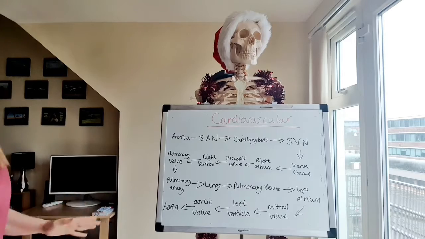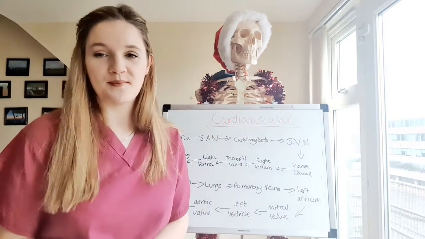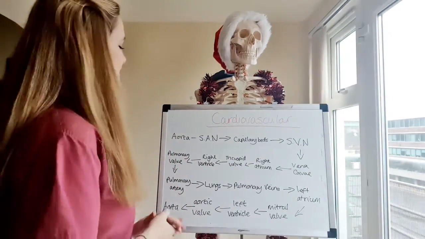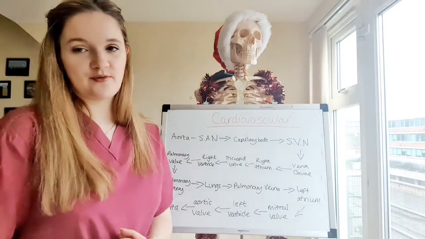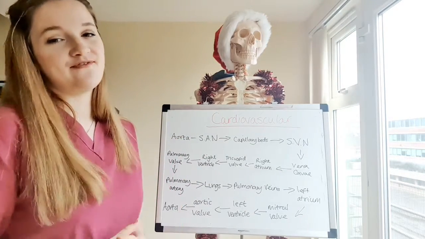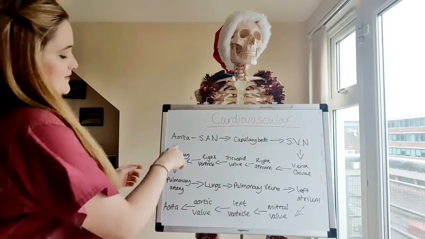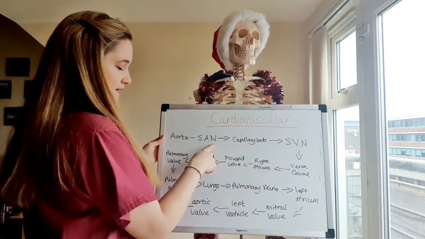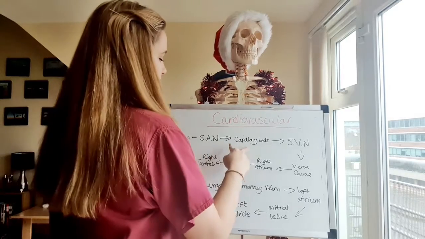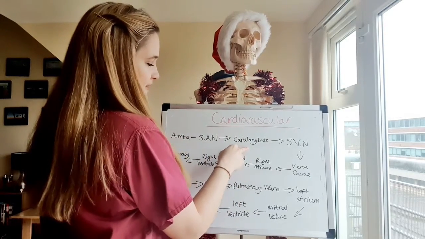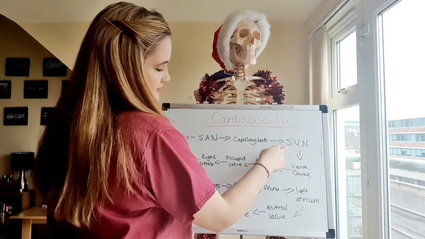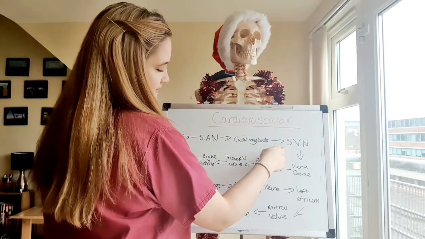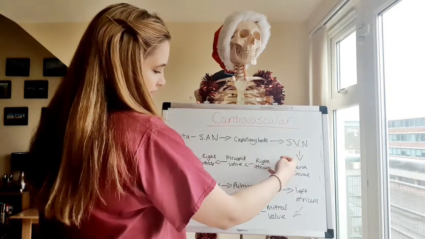Now I do not want you to panic. This looks scary, it looks complicated, but it isn't. So this is just the pathway of blood through the heart, and we're going to start at the aorta and finish at the aorta. Okay, so we've got the aorta and then we go through the systemic arterial network, okay? And then we hit the capillary beds, and then that will go to the systemic venous network.